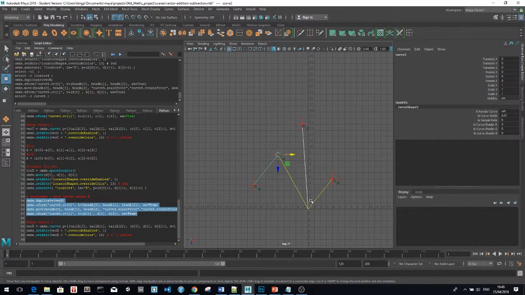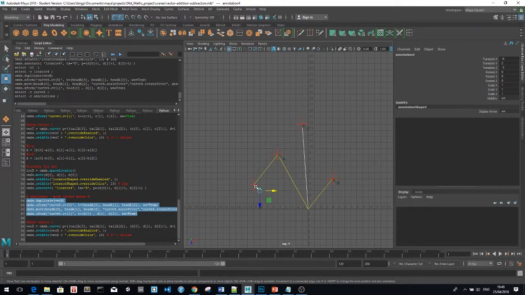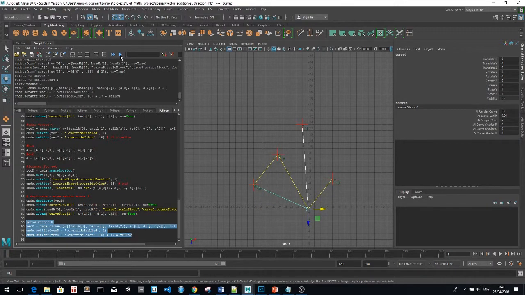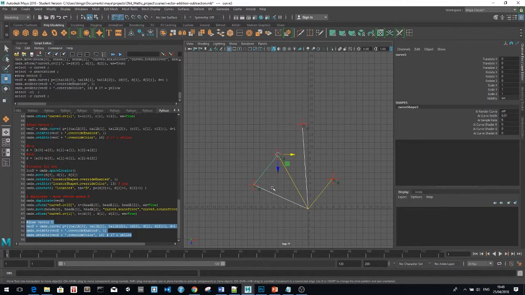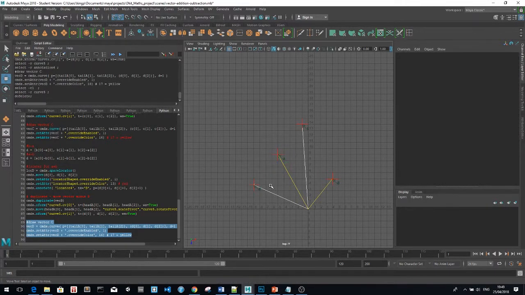If we start at the tail of a here and we go along to the head of minus b here, we should get the vector d. If we run this, this is the vector d. So now we can delete this duplicate.